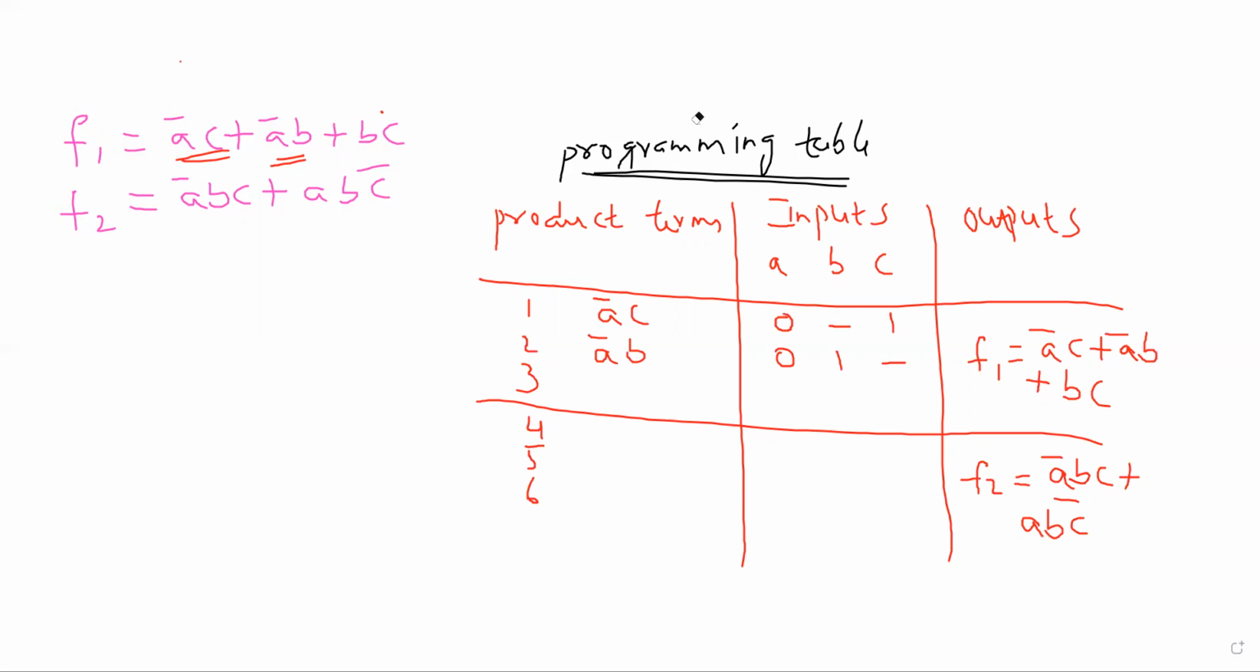Now what is the third product term? B into C is the third product term: A is not used, B is 1, C is 1. Now what is the fourth product term? A complement B into C. Now what is the fifth product term you are having? A B C complement. That means C complement is 0.